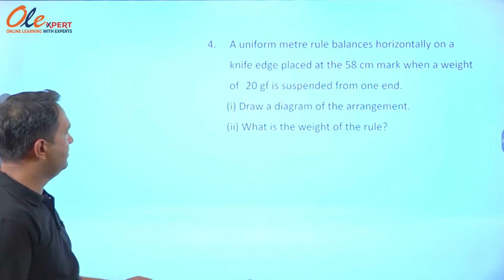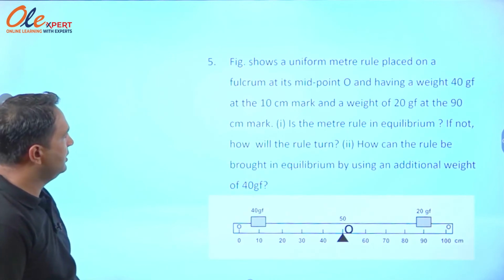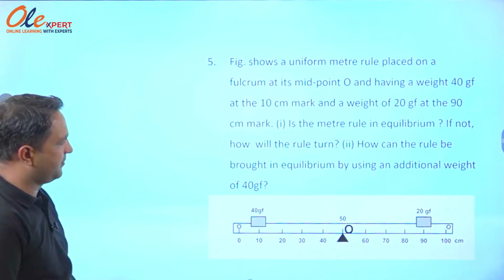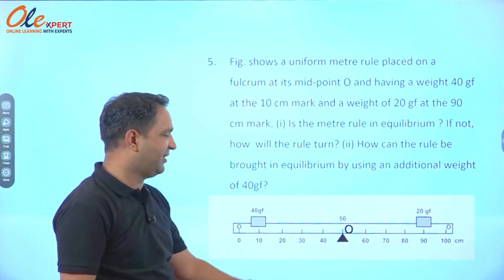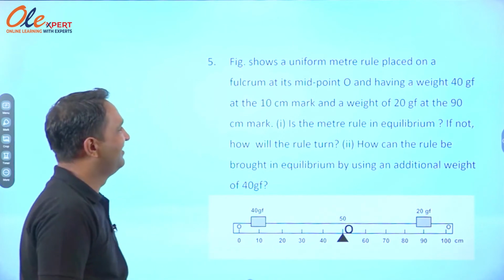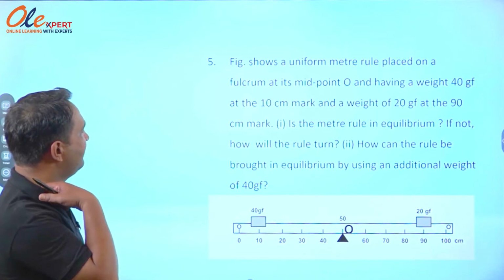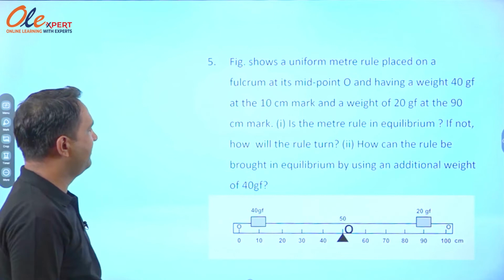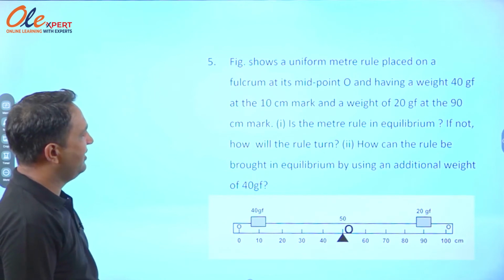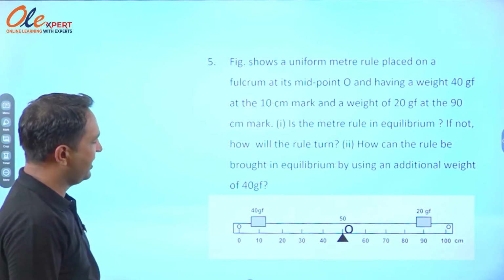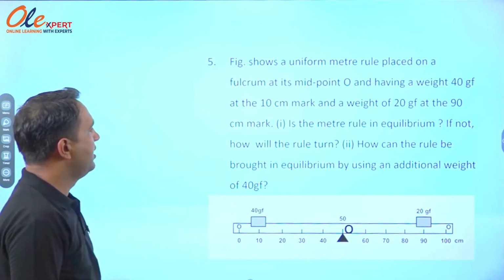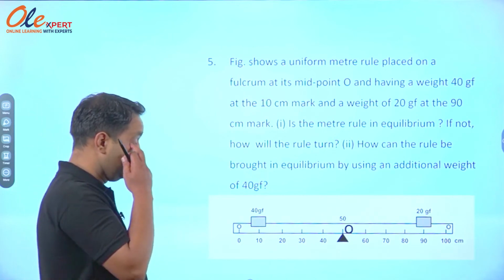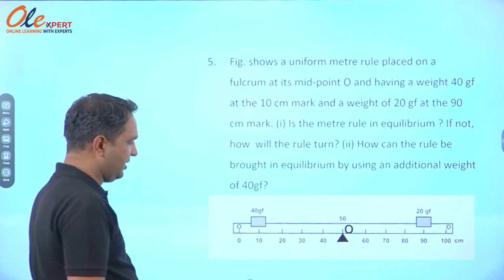Moving on, next question. It says, figure shows a uniform meter rule placed on a fulcrum at its midpoint. This is the first question where the fulcrum is at midpoint. And having a weight of 40 gf at the 10 centimeter mark. Okay, 40 gf is here at the mark of 10 centimeter and a weight of 20 gf at the mark of 90 centimeter. Is the meter rule in equilibrium?